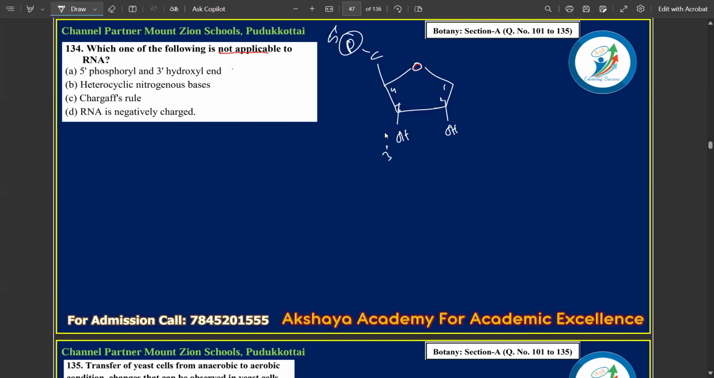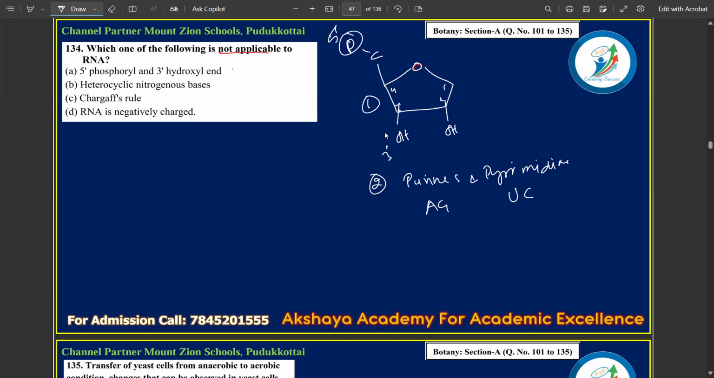Then heterocyclic nitrogen bases. Yes, they have purines and pyrimidines. The purines are A and G, and then they have U and C, since it is RNA.